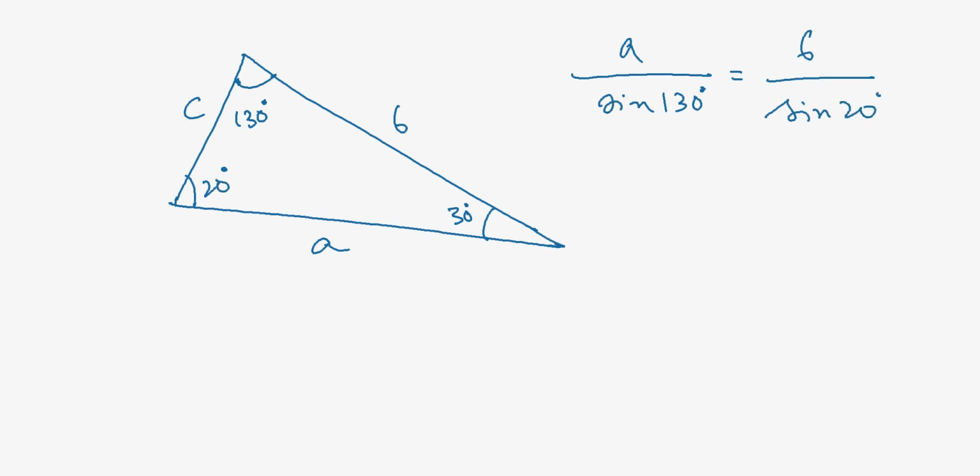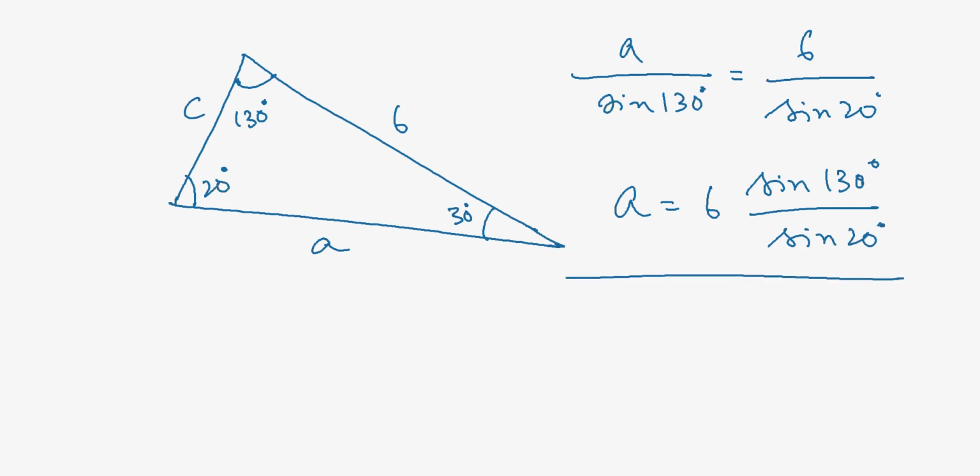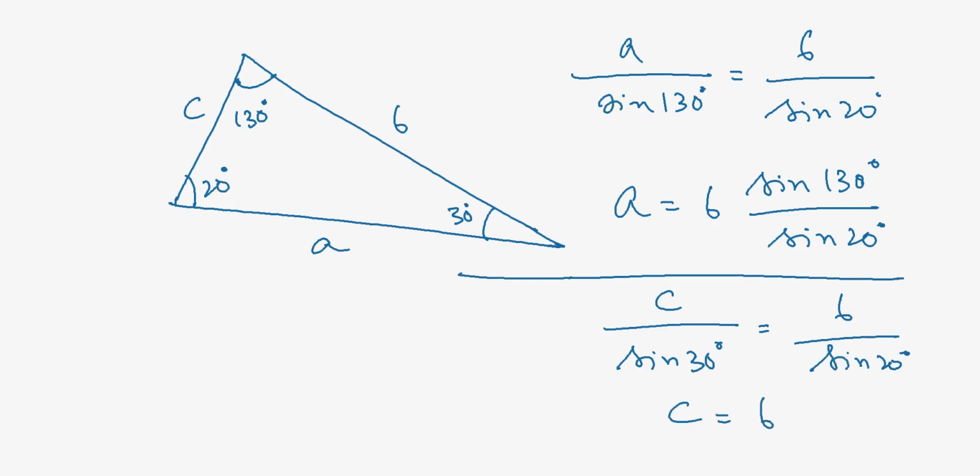You get that? So this tells us a is nothing but 6 sine 130 degrees divided by sine 20. All are known quantities, and using the calculator we can calculate it. Similarly, for calculating c, c divided by sine 30 would be equal to 6 over sine 20. So c is nothing but 6 times sine 30 divided by sine 20.